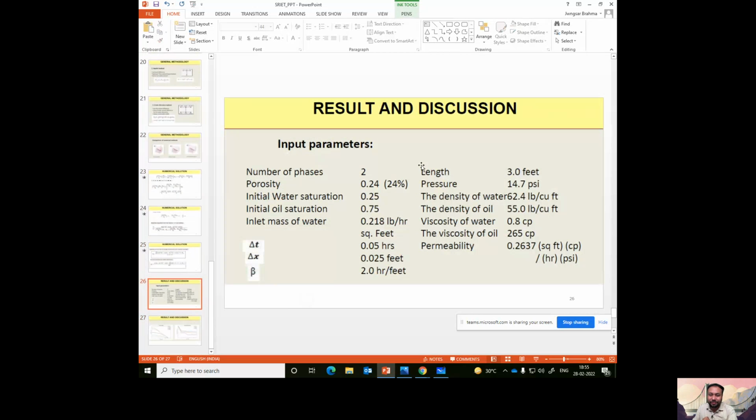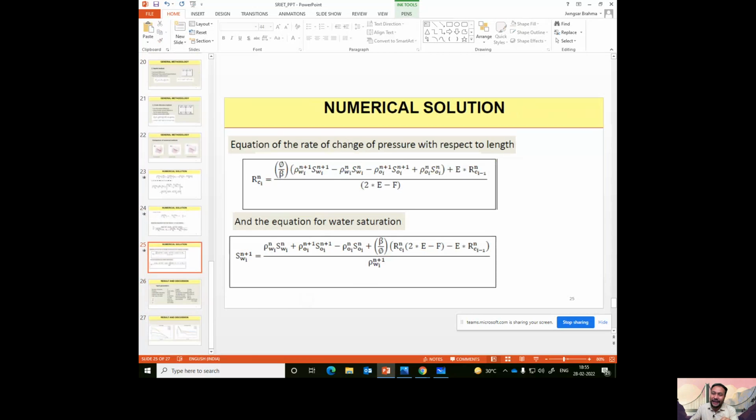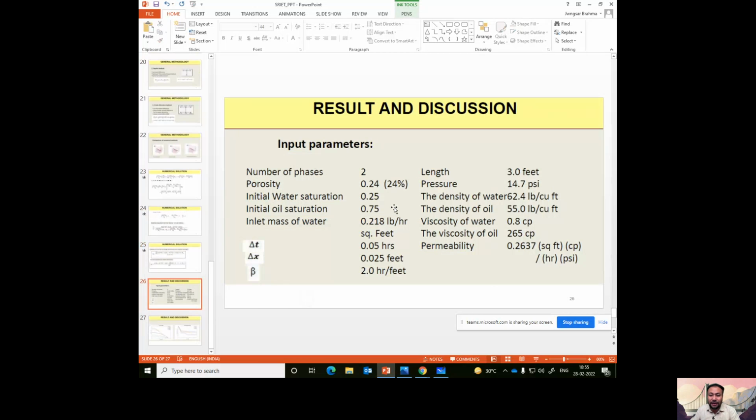Let us look now at the input parameters. Look here, I now have two equations. I can get the rate of change of capillary pressure with respect to length, and in the same way I can find the water saturation with respect to length. Now, let us try to impose the boundary conditions and initial conditions. How are they coming? These input parameters and boundary values are coming from here.